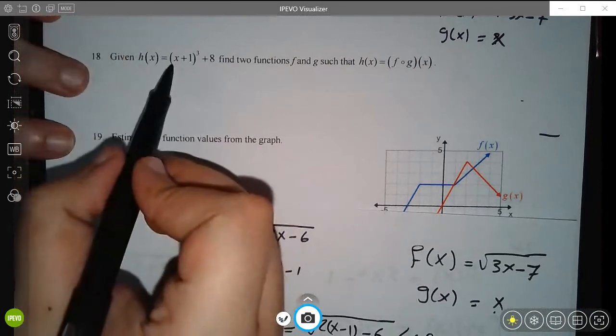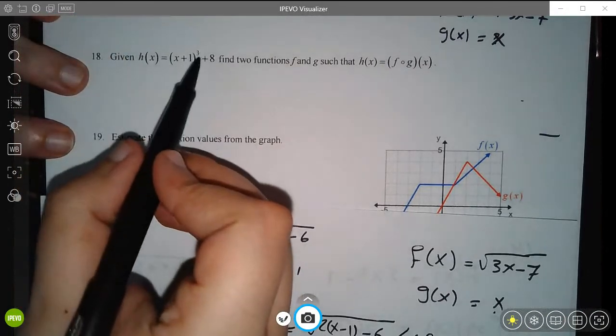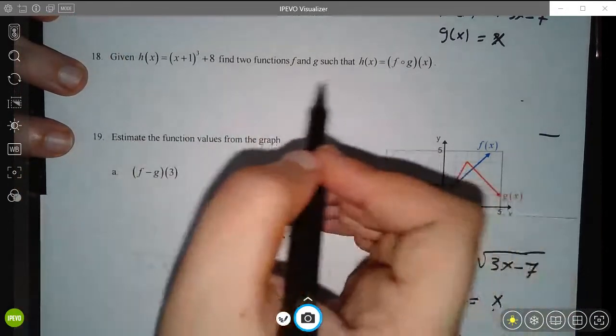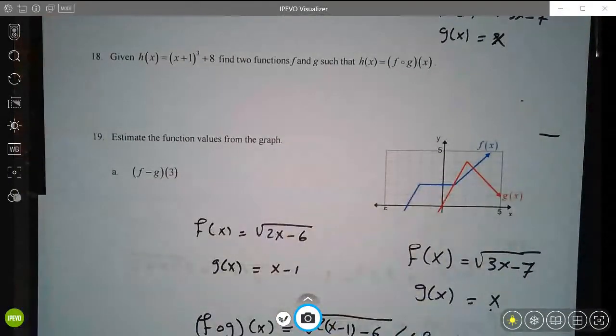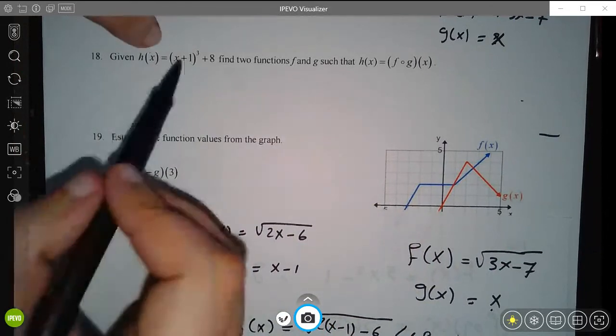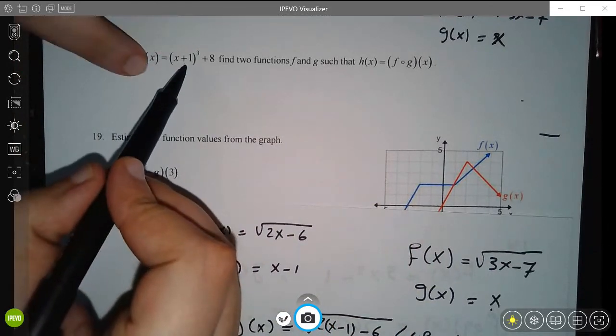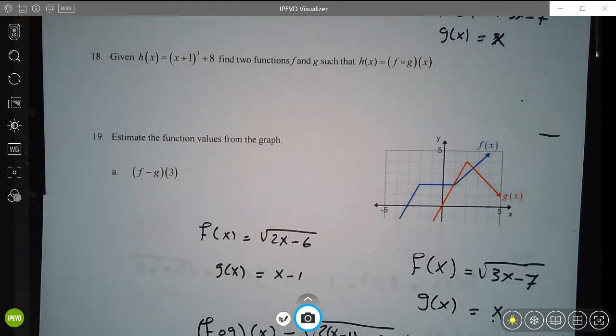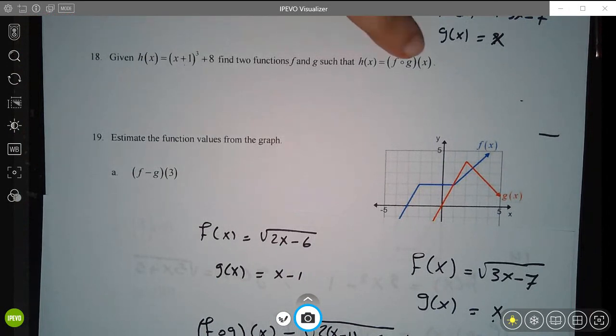H of x is x plus 1 cubed plus 8. Can you tell me what f and g are? And for this one, there's also one very clear possibility, because you have the form of x plus 1 inside the pair of parentheses. That should give you a hint. So what could the two functions be? Again, it's composition of g and f. So the one on the outside needs to be f.